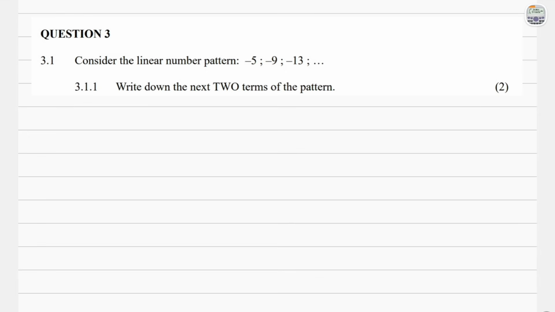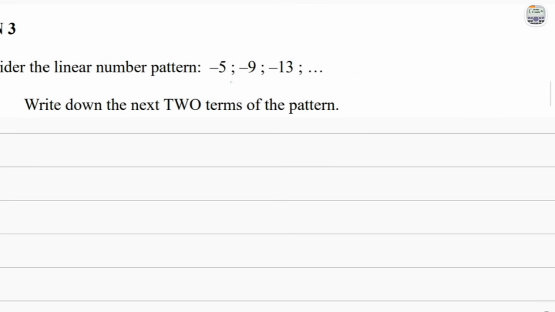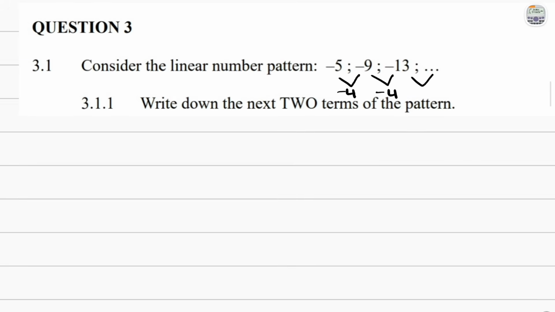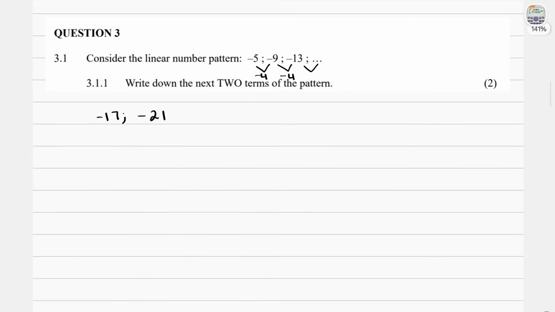They already tell you it's a linear pattern, so you know there needs to be a constant difference. You can see that if you say -9 minus -5, you get -4. From -5 to -9, you must have added -4, and from -9 to -13, -4. So to get the next term, -13 minus 4 is -17, and then -17 minus 4 is -21. And that is our answer.